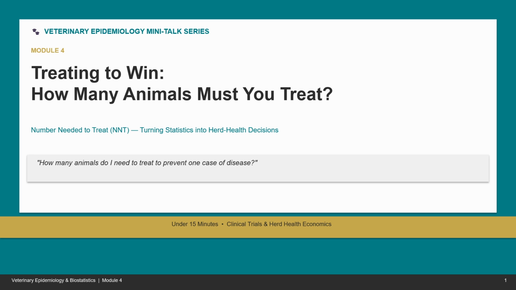4, number needed to treat, or NNT. This is one of my favorite measures because it's so immediately practical. It translates statistical findings into a concrete, real-world question. How many animals do I need to treat to prevent one case of disease? That's a question every clinician and every producer can understand and act on.